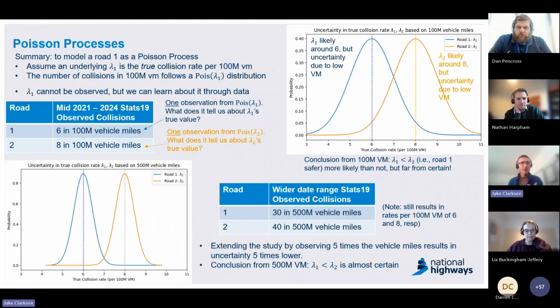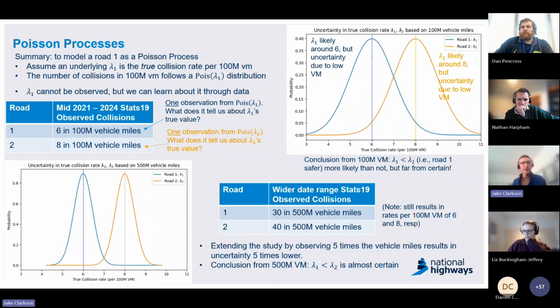So remember as well that lambda 1 cannot be observed, but what we can do is learn about it through data. So let's go back to the example that I showed you before. Remember, for road 1, we saw 6 collisions in 100 million vehicle miles. And what that means is, under the Poisson process model, this 6 is one observation from a Poisson distribution with rate lambda 1. So what does this observation tell us about lambda 1's true value?